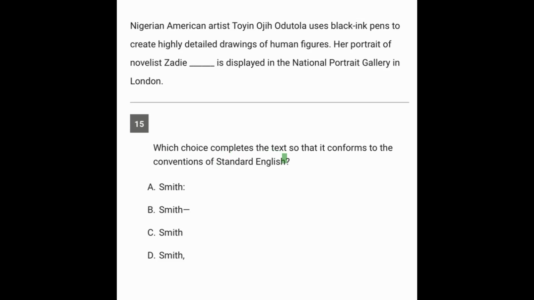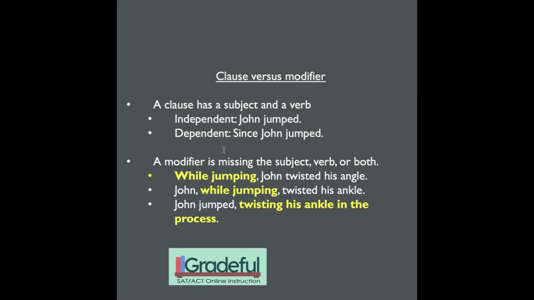Here we can see that this is a grammar question, and it has to do with special punctuation, colons, and long dashes. So let's quickly talk about that. First of all, to understand the difference, you have to know what a clause is. A clause has a subject and a verb.